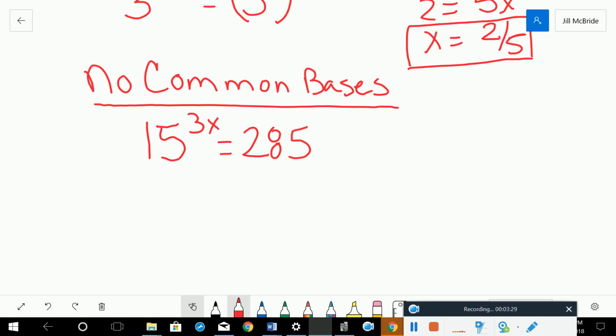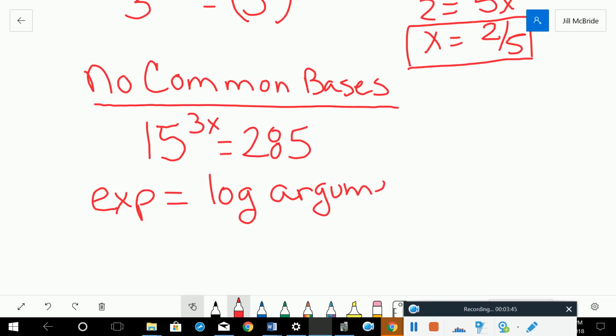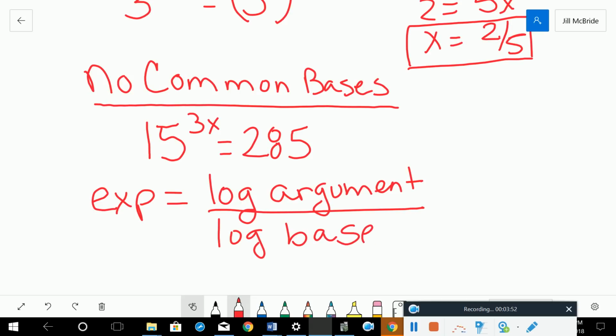The best way to approach this problem is using the change of base formula. Let's review the change of base formula. In the change of base formula, the exponent is equal to the log of the argument divided by the log of the base. Now remember, when we use log, we're using log base 10. And the reason we choose log base 10 is that's what our calculators do. So you can use any base you want, but for our purposes, log base 10 works the best.